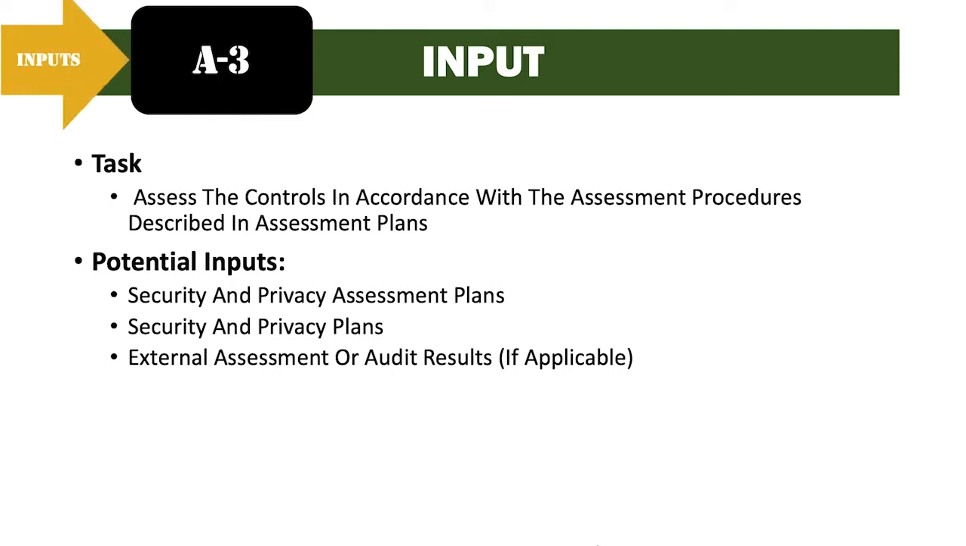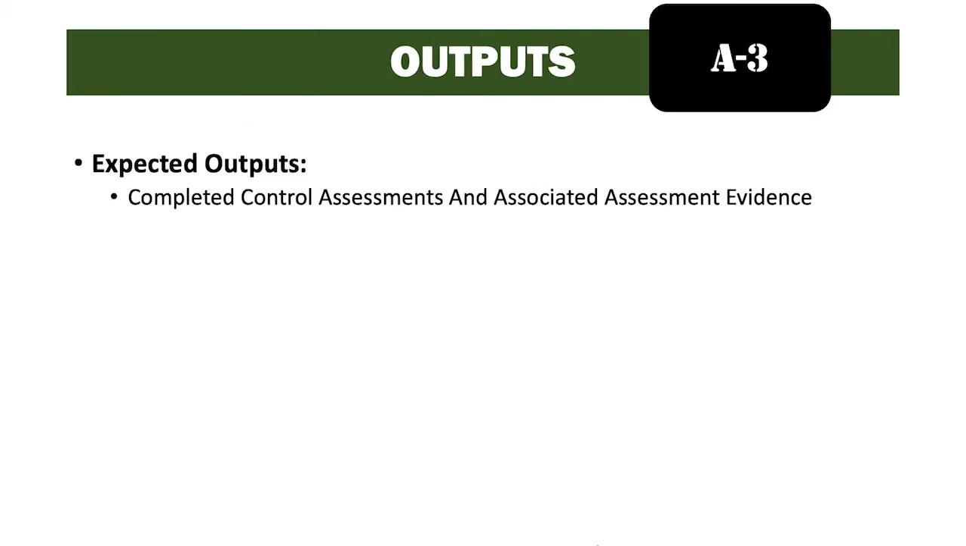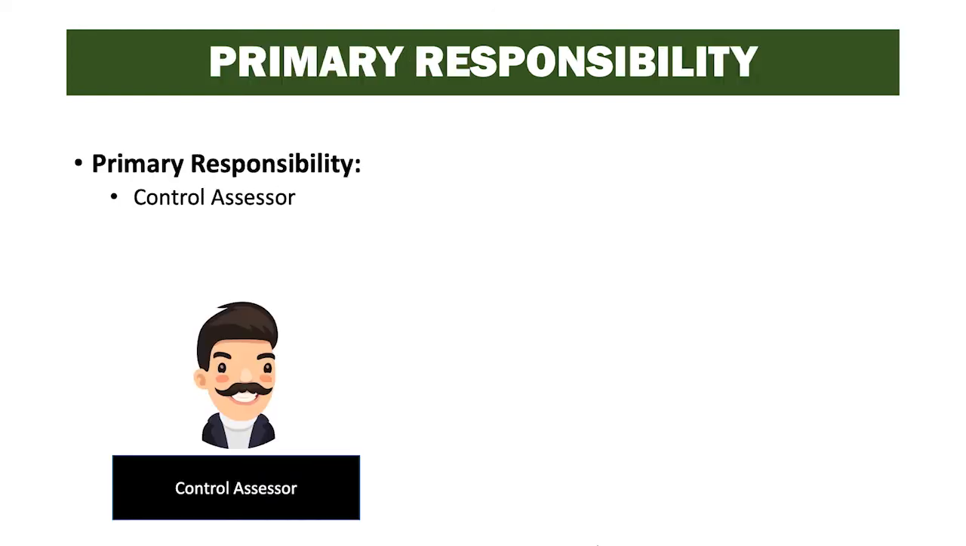Potential inputs for this task include the security and privacy assessment plans, the security and privacy plans, and any external assessment or audit results if they're applicable. The output for this task is a completed control assessment and associated assessment evidence.